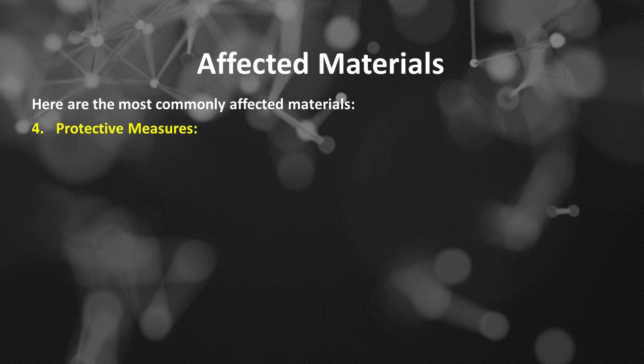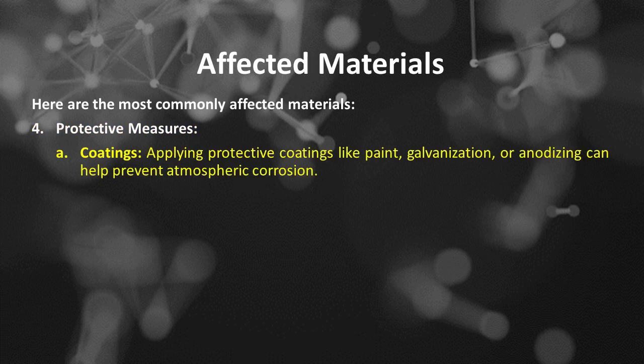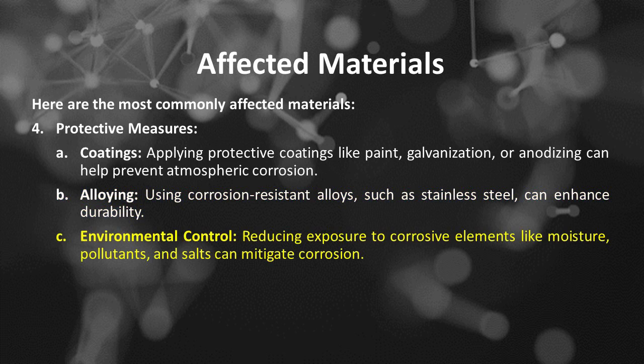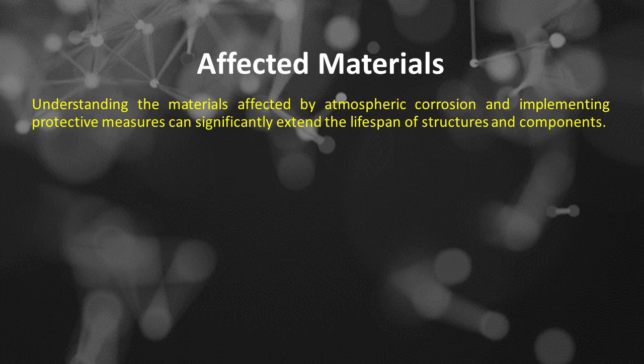Number 4 is protective measures, which includes: Number A of protective measures is coatings. Applying protective coatings like paint, galvanization, or anodizing can help prevent atmospheric corrosion. Number B of protective measures is alloying. Using corrosion-resistant alloys, such as stainless steel, can enhance durability. Number C of protective measures is environmental control. Reducing exposure to corrosive elements like moisture, pollutants, and salts can mitigate corrosion. Understanding the materials affected by atmospheric corrosion and implementing protective measures can significantly extend the lifespan of structures and components.